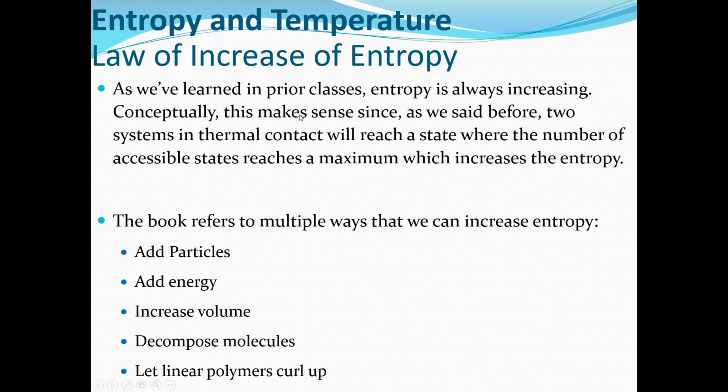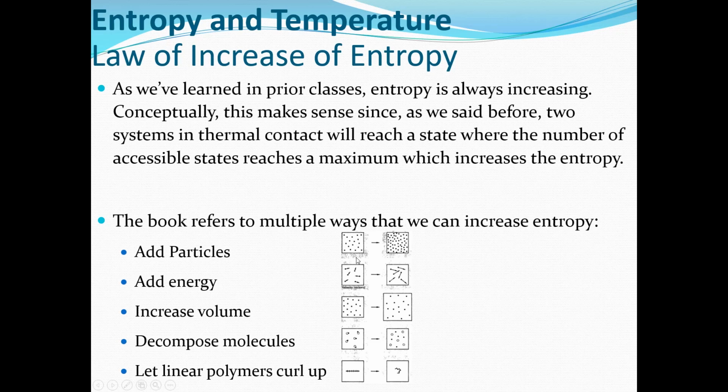Now, here are a bunch of different ways that you can end up increasing entropy. You can add particles to the system. Again, going from two particles to 10 particles drastically increases your number of available states. Adding energy to the system changes the number of available states, as does increasing the volume. Decomposing the molecules kind of goes back to adding particles and energy to the system, and then letting polymers curl up. All these are different ways that you can increase entropy.